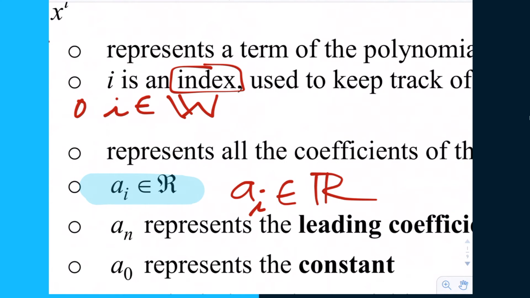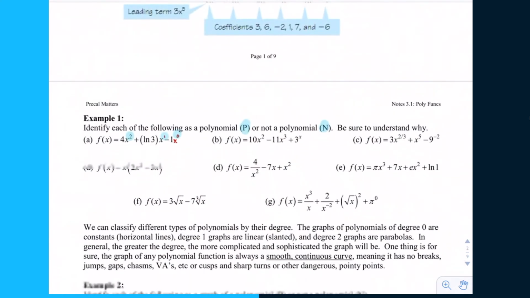So those are called algebraic irrational numbers. We also have transcendental irrational numbers like pi and e and phi, the golden ratio. So the coefficients could be any real number.